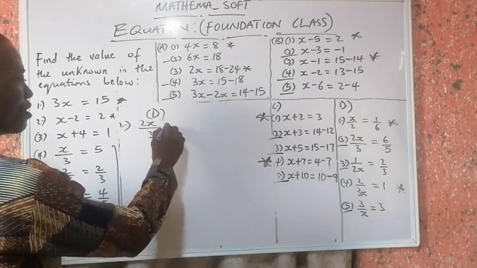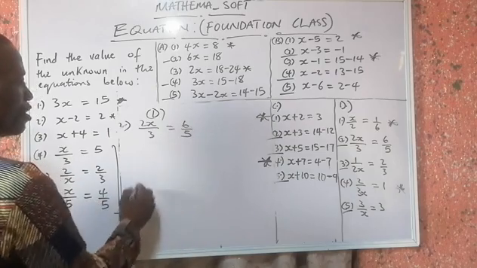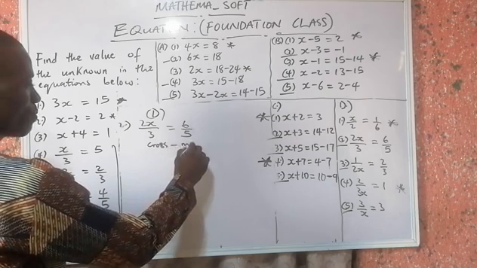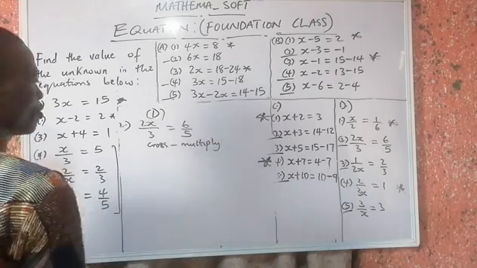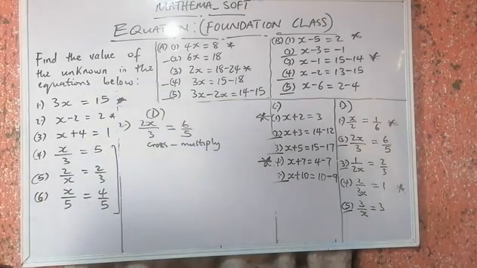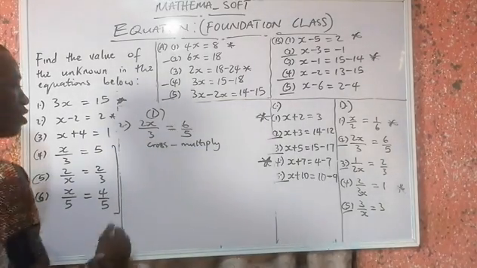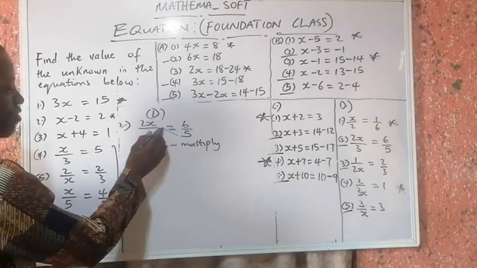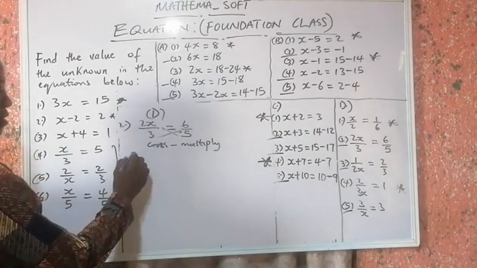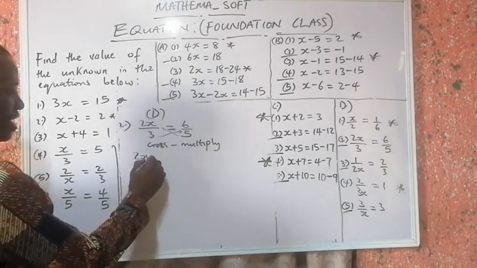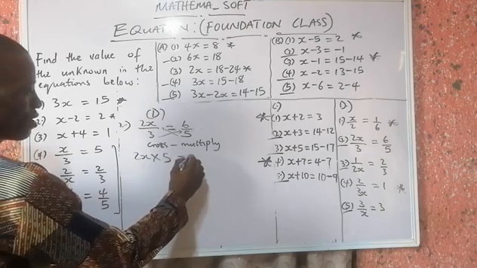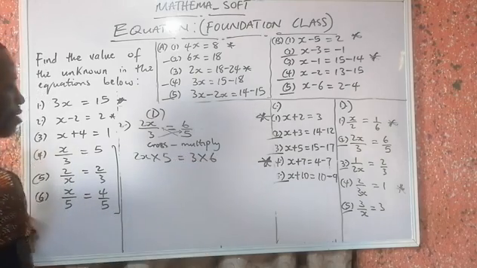2x over 3 equals 6 over 5. So let us use the cross multiplication method. We cross multiply. When you have an equal sign between two fractions, you cross multiply. That's a very easy method. So this one will give me the term in x, this one will be the constant. So that's 2x times 5 equals 3 times 6.